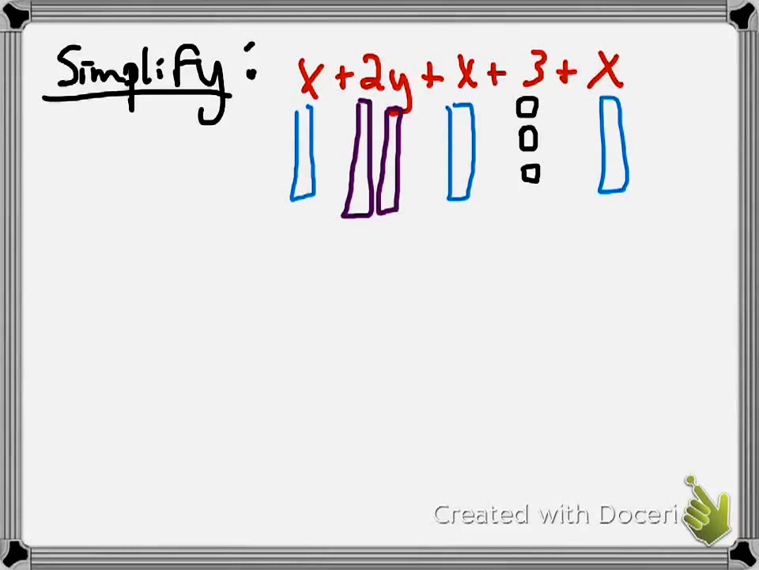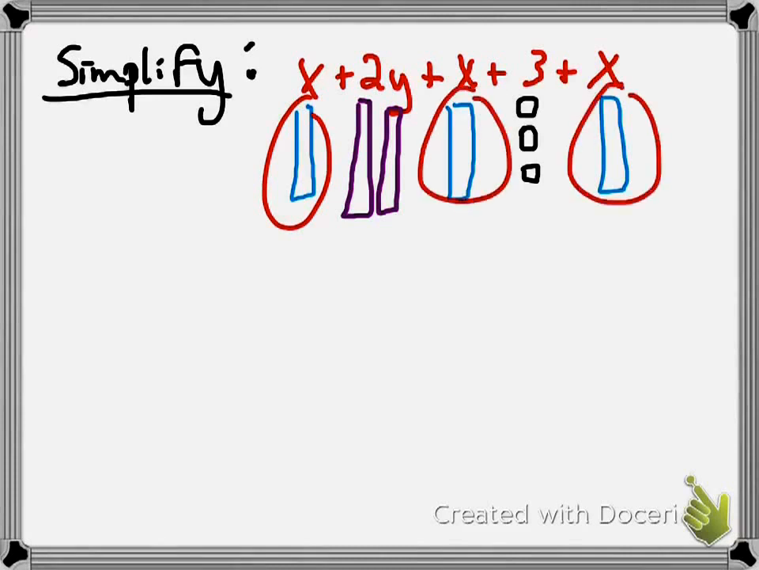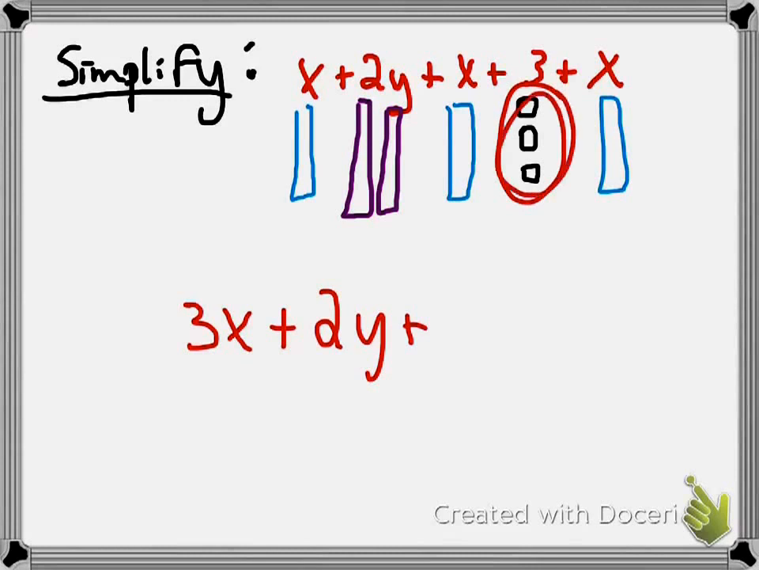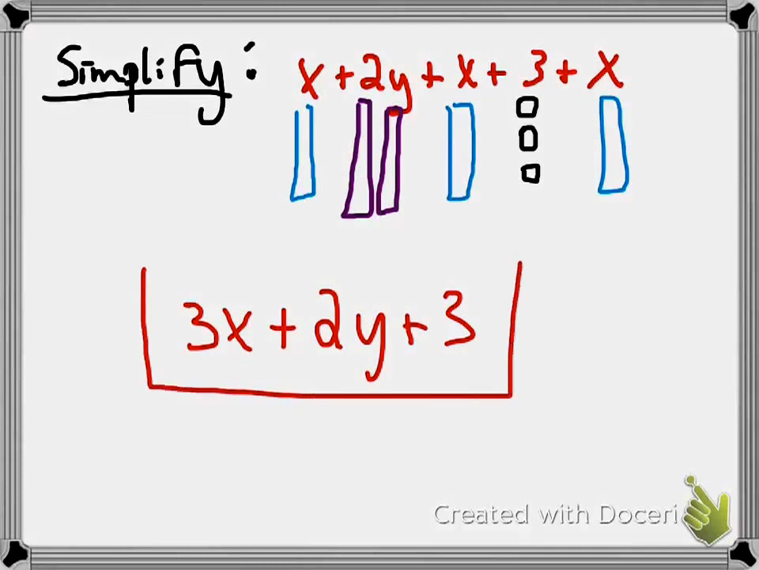What I'm noticing is that there is 1, 2, 3 x's all spread out. So why don't we write 3x? Plus, now that those are gone, we still have these 2 y's. I don't see anything else to combine them with. So plus 2y. Plus, I still see these 3 units, so plus 3. And there's my simplified answer. 3x plus 2y plus 3.